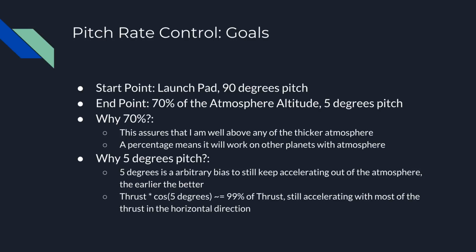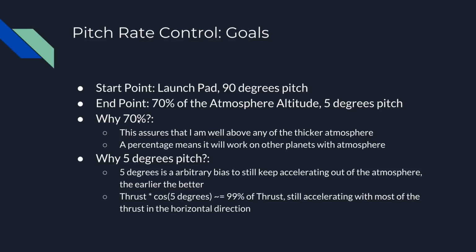So to jump right into the pitch rate control, the thing that I wanted to go over first is what the goals are, right? So with any guidance scheme, you have 2 points, right? You have where you start and where you want to end. In this case, for all these cases, we've started at the launch pad, 90 degrees pitch pointed up, and then we want to end the pitch over at 5 degrees pitch and 70% of the atmosphere altitude. So why 70%?